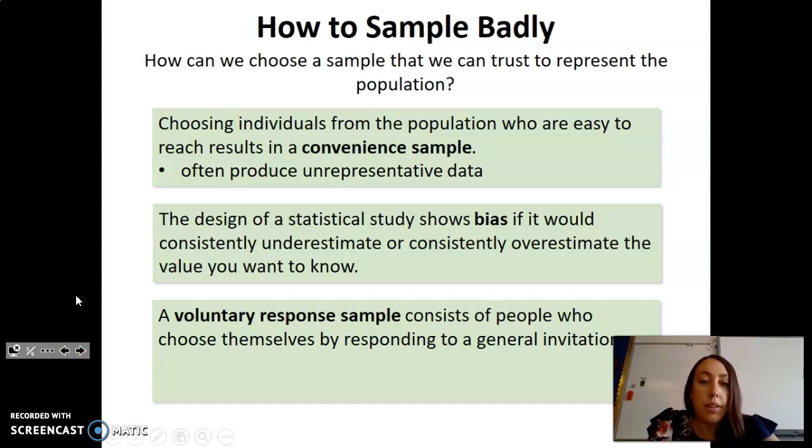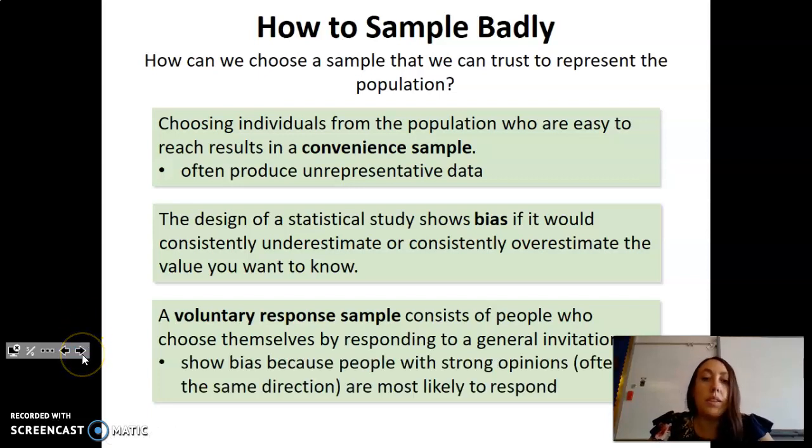A voluntary response sample consists of people who choose themselves by responding to a general invitation. For example, any internet poll that you're choosing to take part in, or shows like American Idol where people are calling in to vote. Those are all voluntary response samples. People are electing to take part in the survey themselves. This shows bias because often people with strong opinions are more likely to respond to that survey.